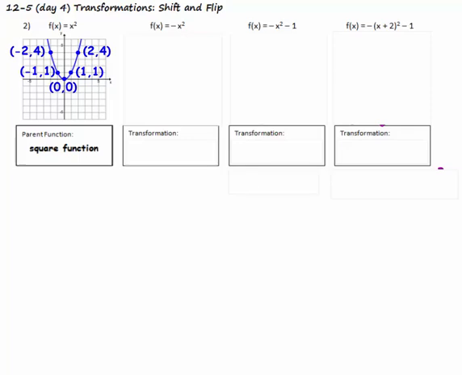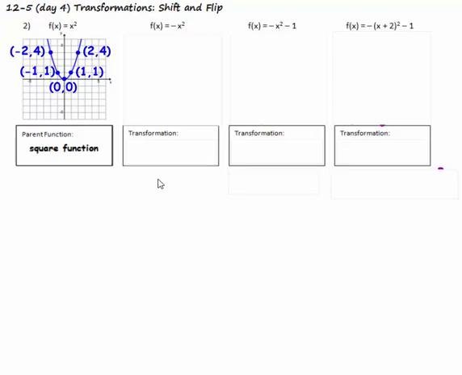Okay, so we did flip and shifting with our absolute value curve. Now let's do some flips and shifts with a parabola, a square function. Okay, so our initial equation is f of x equals x squared. And remember, we have all of these ordered pairs. They're perfect squares. We're going to use those points and flip and shift them. So this time we've got a box for each transformation.